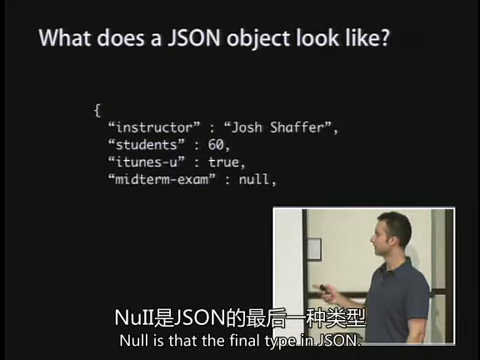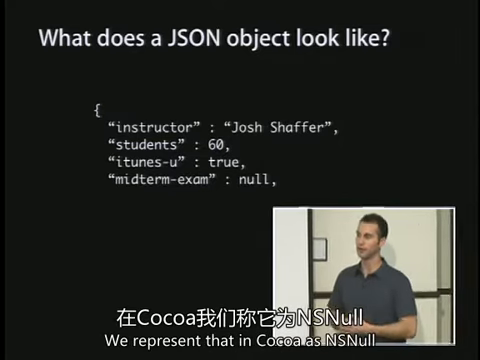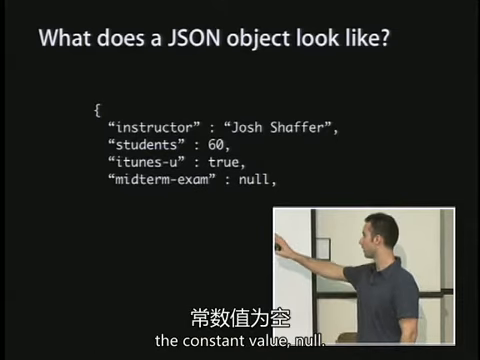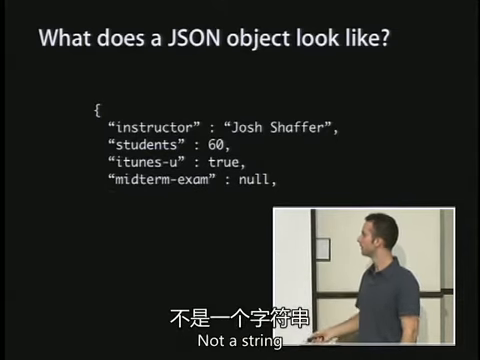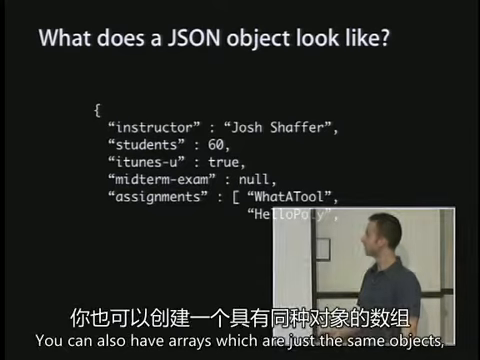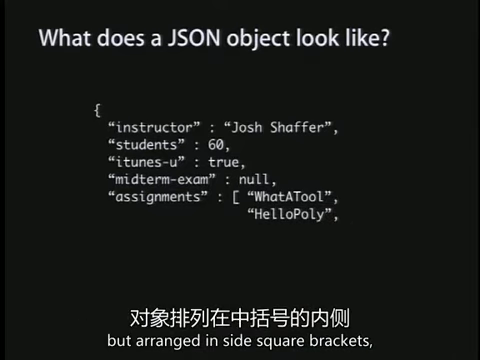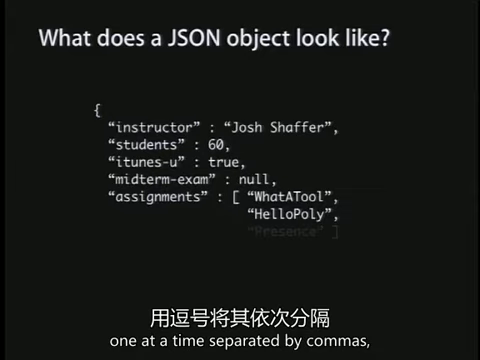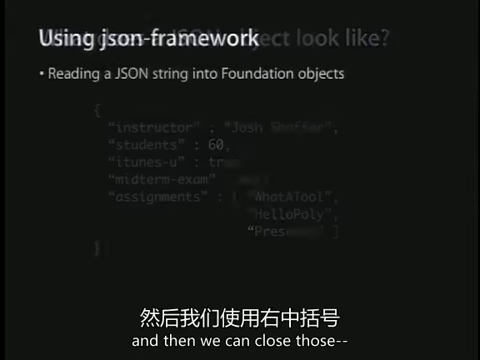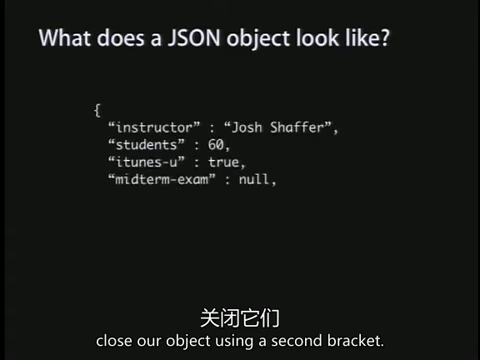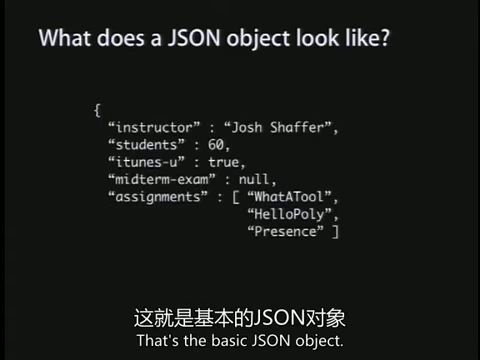Null is the final type in JSON. We represent that in Cocoa as NSNull, but in JSON, it's just the constant value null, not a string. You can also have arrays, which are just the same objects, but arranged inside square brackets, one at a time separated by commas. And then we can close our object using a second bracket. That's a basic JSON object.